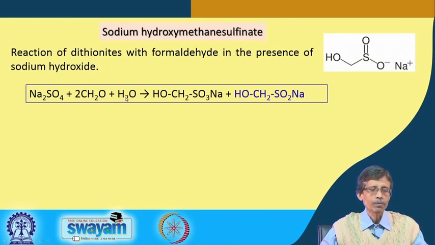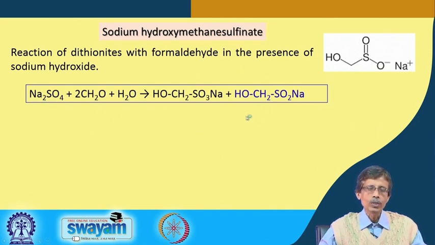Dithionite plus formaldehyde plus water. Here Na2S2O4 is reacting with HCHO, which is your formaldehyde, then water, giving two of these species. One is the corresponding sulphite function, that means SO3 minus, and another is SO2 minus.